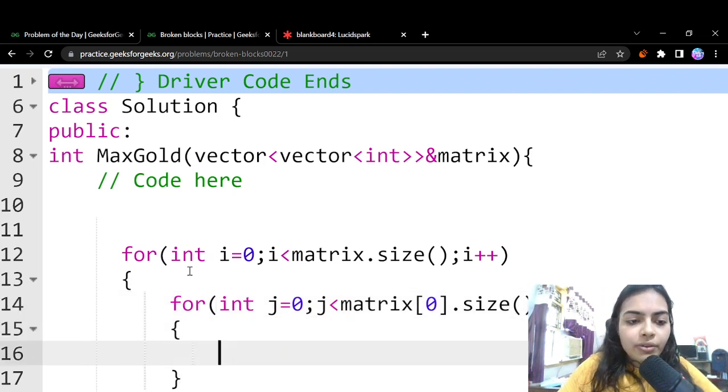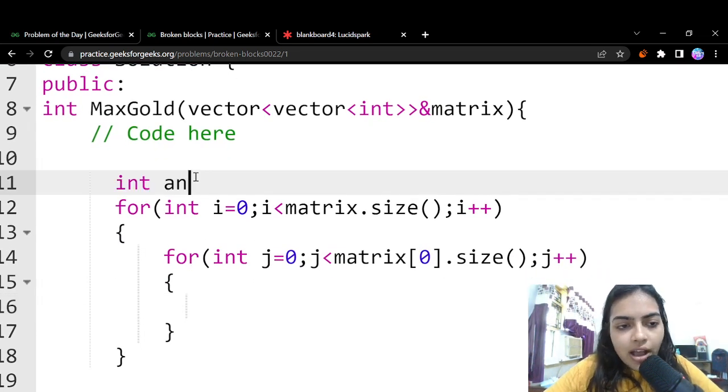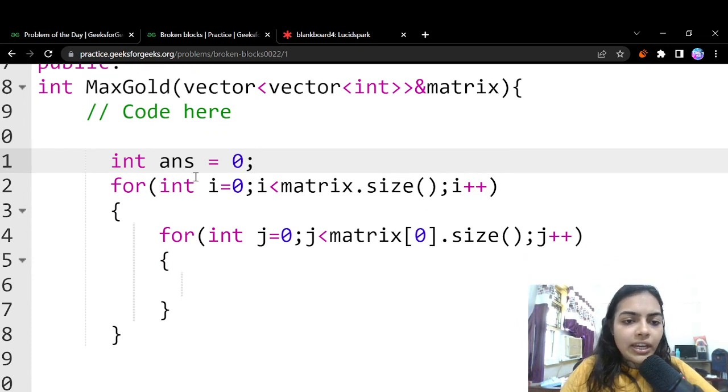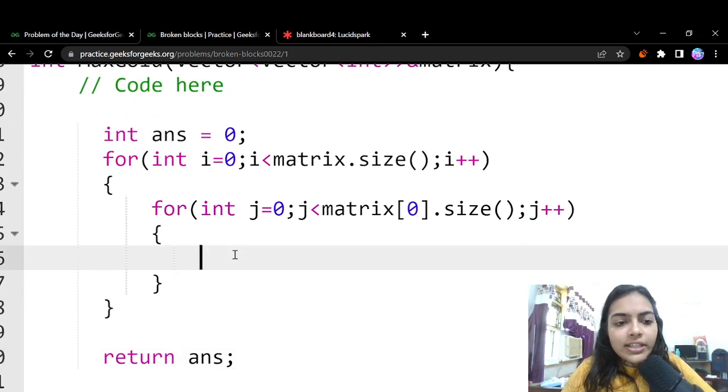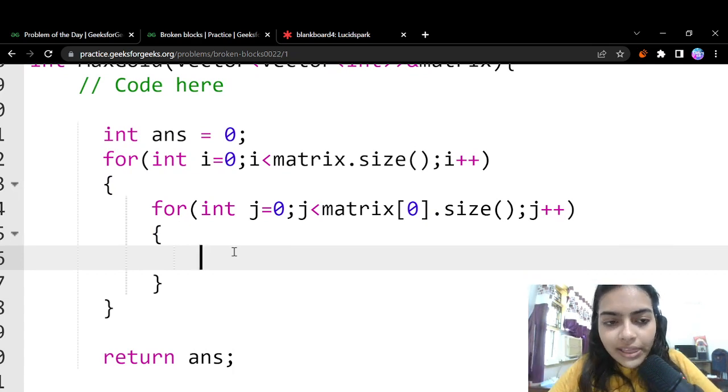Now there is one variable that we need to declare, which is our answer. Initially we can give answer as anything, say 0, and whenever we find the answer, we will replace it, and finally you can return your answer. Now let's start. So what are we doing? Actually we are just doing very simple things.